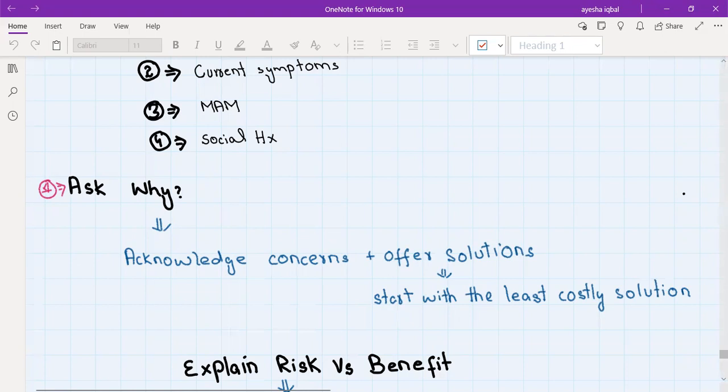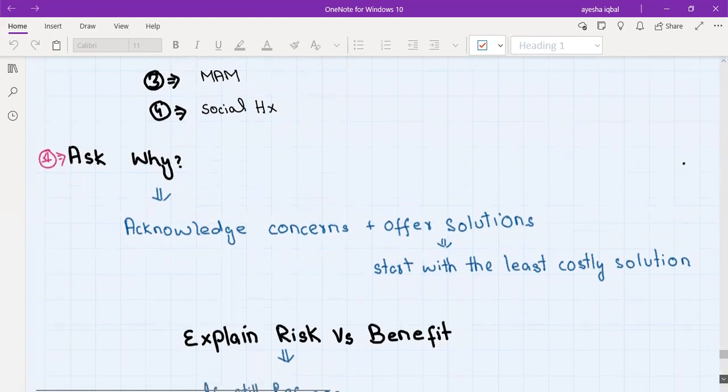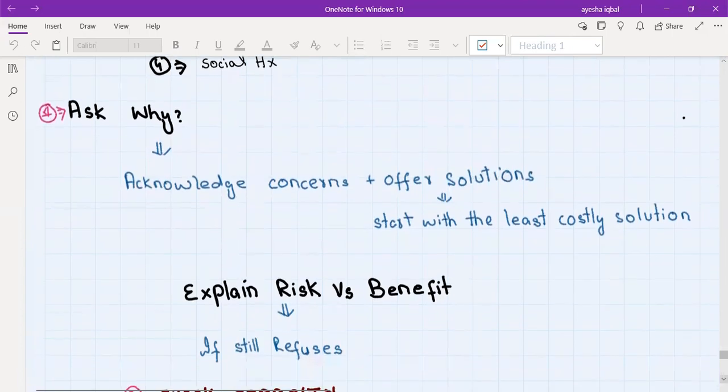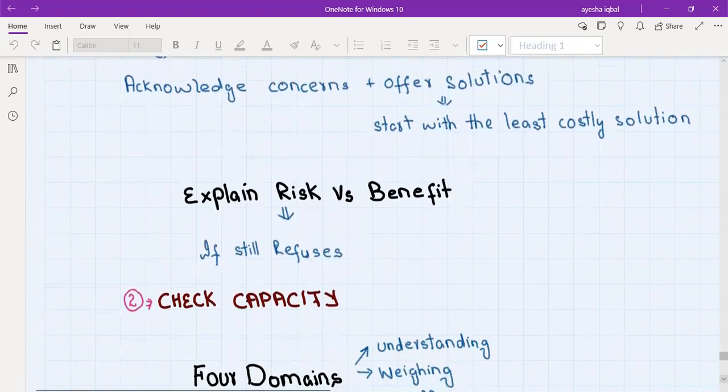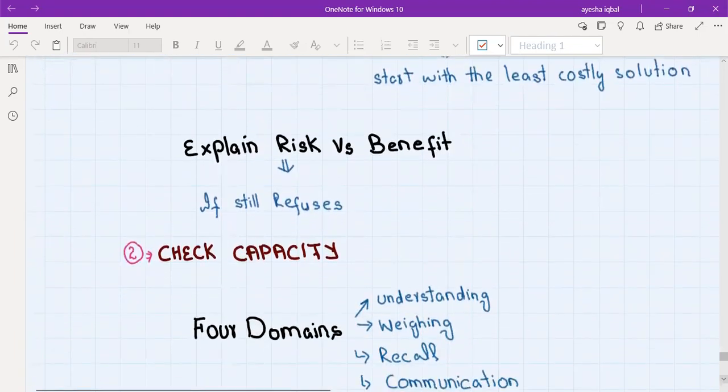So the main thing is ask why, explore the patient's concerns, acknowledge the concerns, don't be dismissive. Okay. And offer solutions and start with the least costly solution. Okay, whatever solution you can think of.